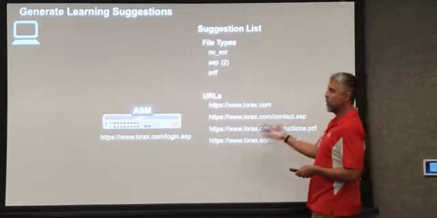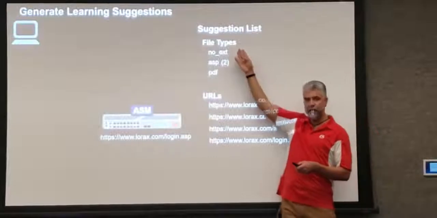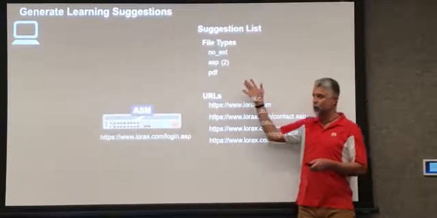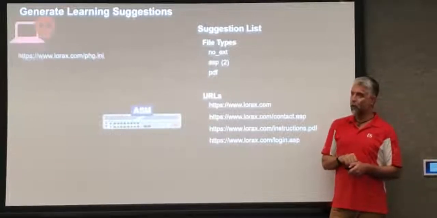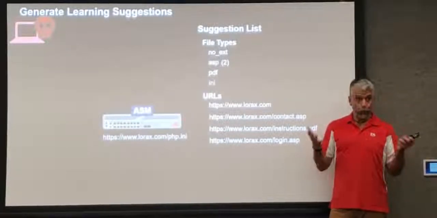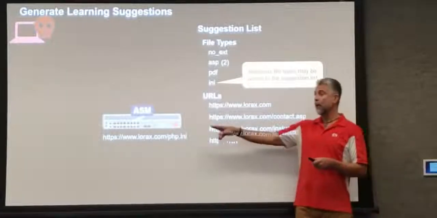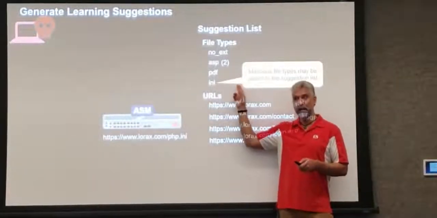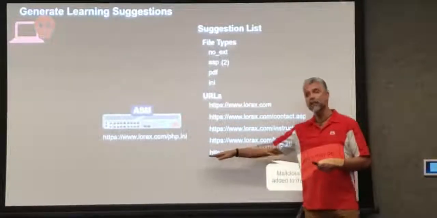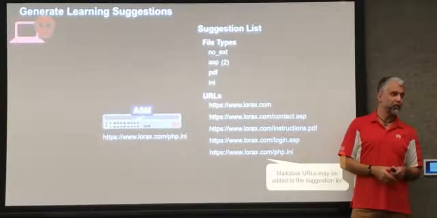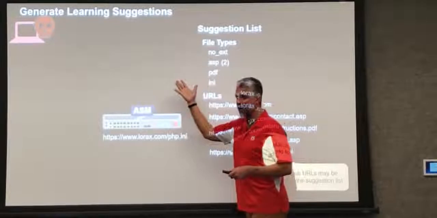But over time, we're building up the suggestion list of all these file types, how many times they were requested, URLs. Keeping in mind that it's also possible to be getting truly malicious requests as well. And those file types are going to end up in the suggestion list as well. Those URLs are going to end up in the suggestion list as well. Not all these suggestions are ones we actually want to add.